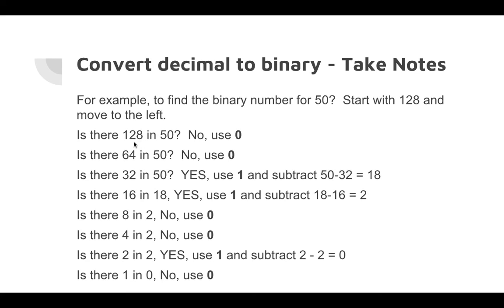Again, here's one to write the binary number for 50. And I do it the same way. I start with 128. 50 is too small, it's much smaller than 128. I don't need 128, so I put a 0. I don't need a 64, I put a 0. I will take a 32, so I put a 1 there. I subtract. 50 minus 32 is 18, so that's how much I have left.